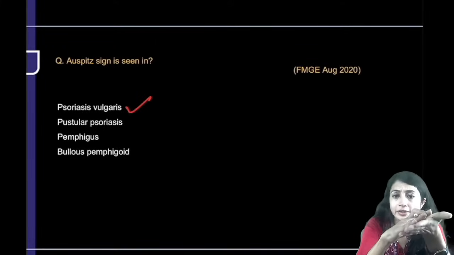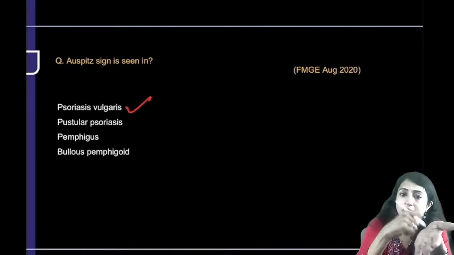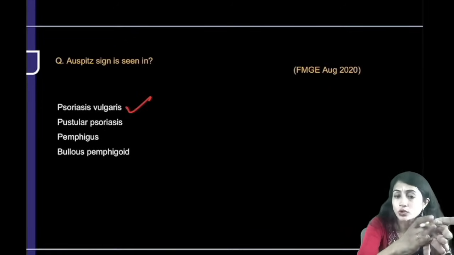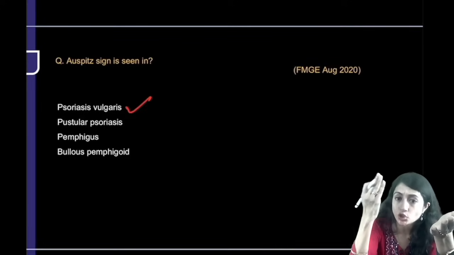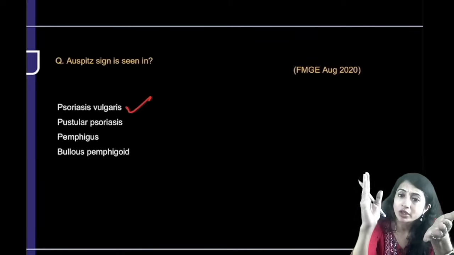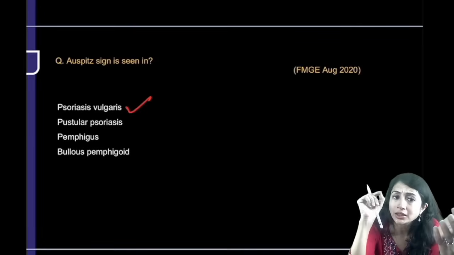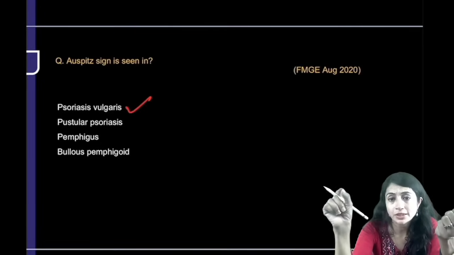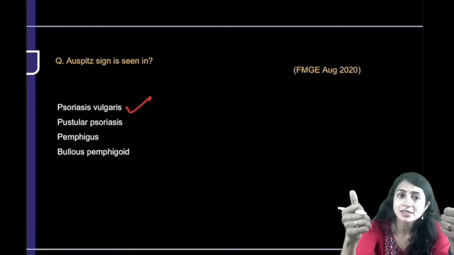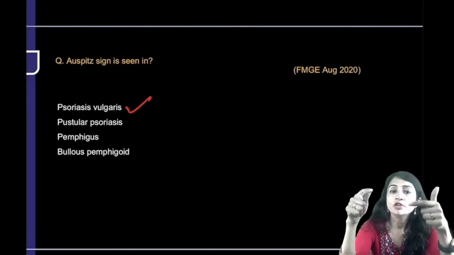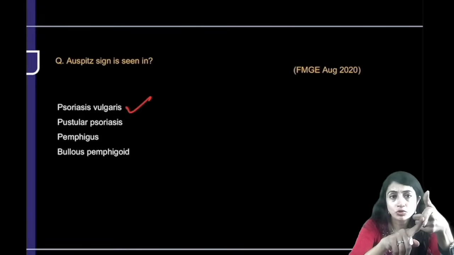When you take a lesion of psoriasis, you take a glass slide and start scraping. Initially you see increased scaling or accentuation of scaling, which is called the Grattage test. If you keep scraping further and further, in the end you see these pinpoint bleeding points, which represent dilatation of blood vessels, and this is seen in psoriasis vulgaris. We do not commonly see it with pustular psoriasis.